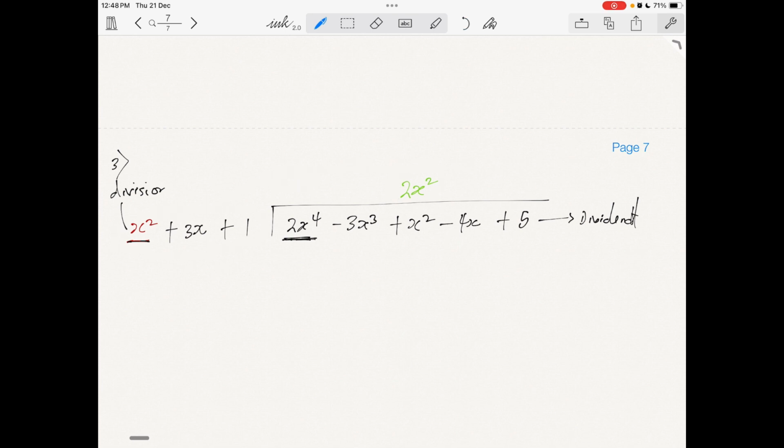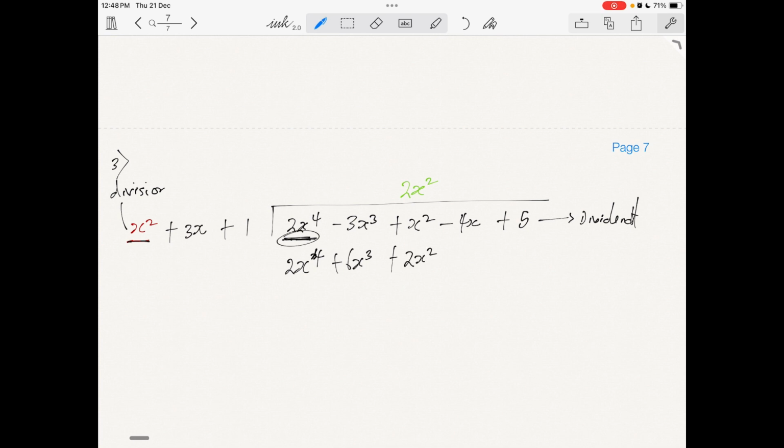Okay, that's 2x squared multiplied by x squared. That will give us 2x raised to the power 4. And 2x squared multiplied by 3x will give me 6x cubed. 2x squared multiplied by 1 will give me plus 2x squared.